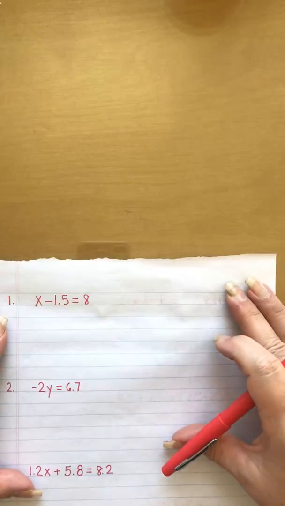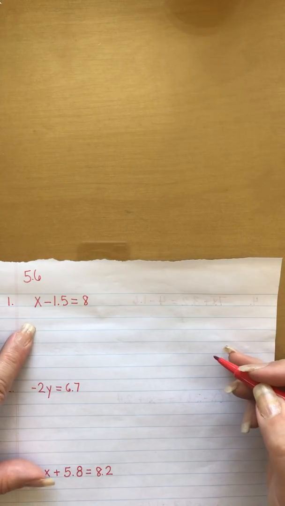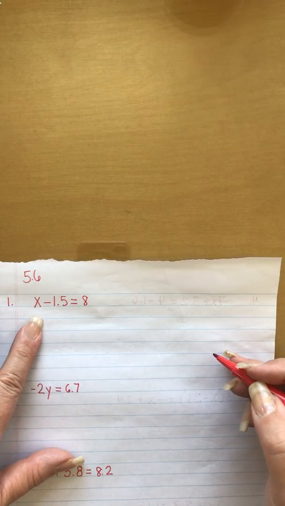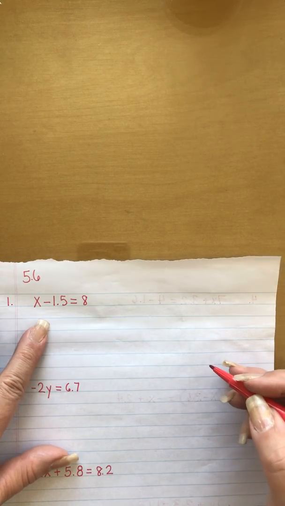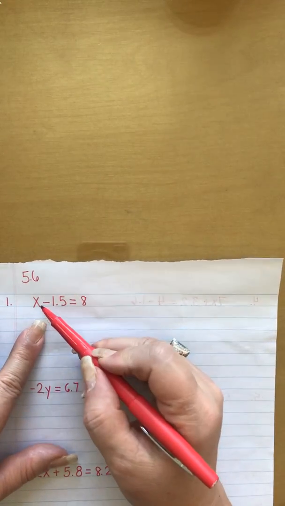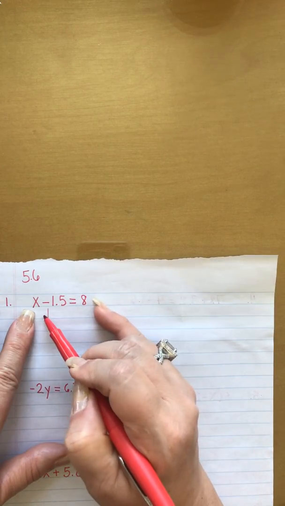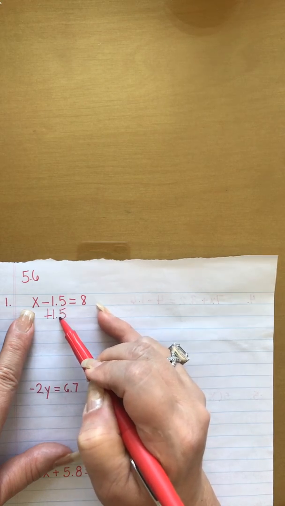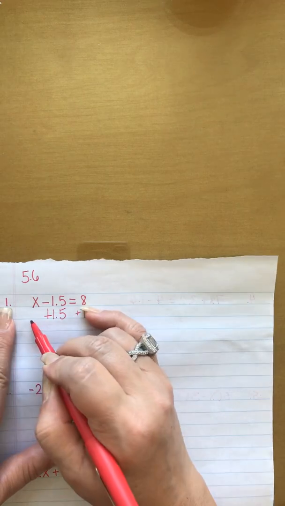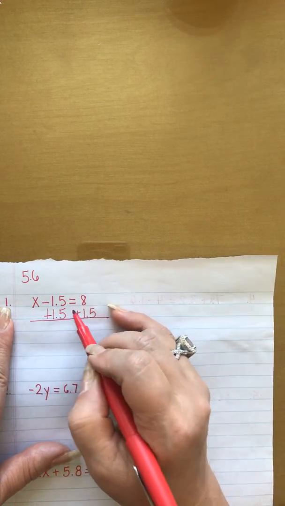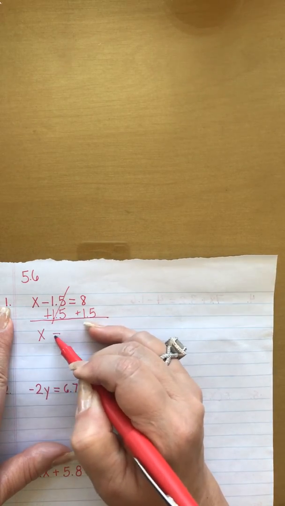So for question number 1, again, this is 5.6. It's saying x minus 1.5 equals 8. So just like you would a normal, simple one-step equation, you want to get x by itself. So I want to get rid of this negative 1.5, so I'm going to add 1.5 to both sides. I'm adding the same thing, or subtracting if that's what you need to do, to both sides. These cancel, so you just have plain old x.